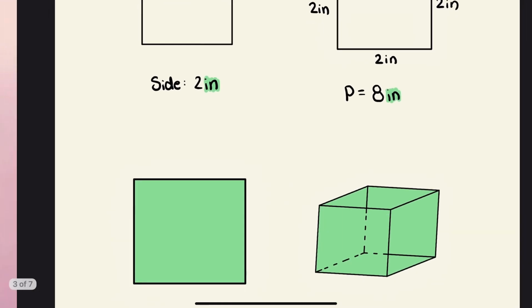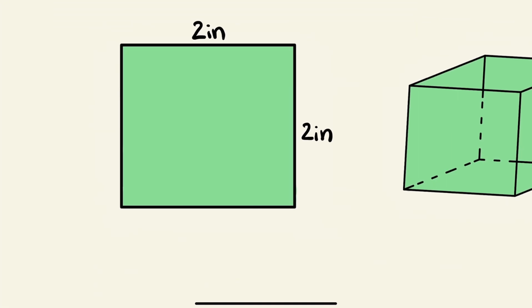Now when I get to area, things get a little bit different. I still know that this side is 2 inches and that this side is 2 inches. And to find the area of a figure like this, we do length times width, so 2 times 2, and that's 4. But we don't just multiply the 2 and the 2, we multiply the inches and the inches, and that results in inches squared. So area will always have a unit of inches squared.